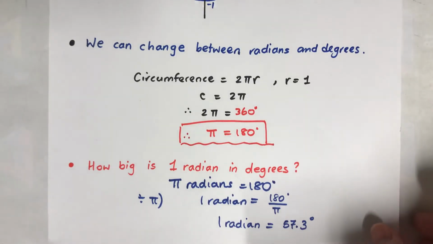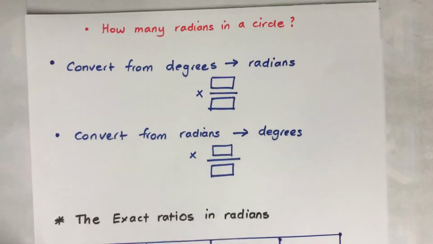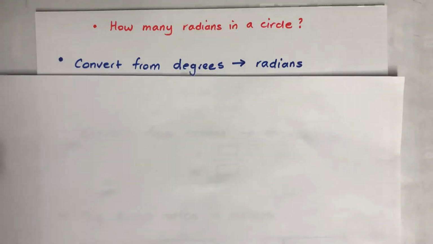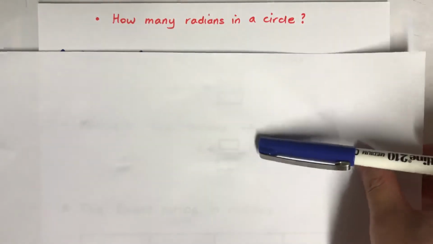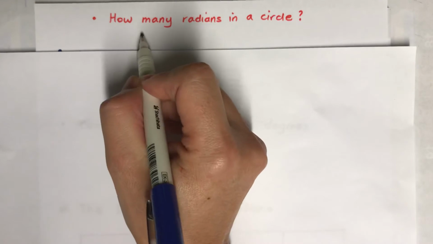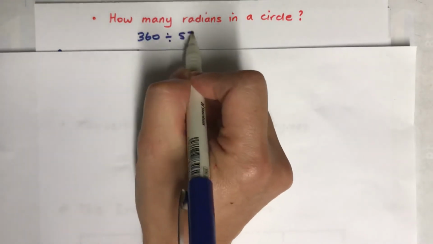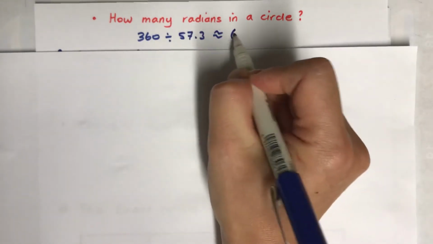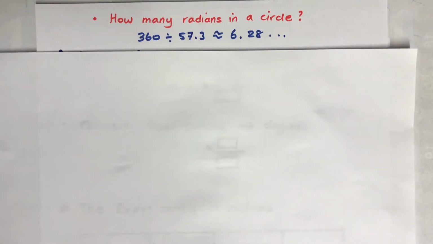And then you might ask yourself, how many radians can fit into 1 circle? Well, that's easy, isn't it? You just work out how many 57.3 can fit into 360. So if you do that, you get 360 divided by 57.3. Roughly, you will get 6.28 something. So just over 6 radians can fit into 1 full circle. Okay, just a couple of questions.